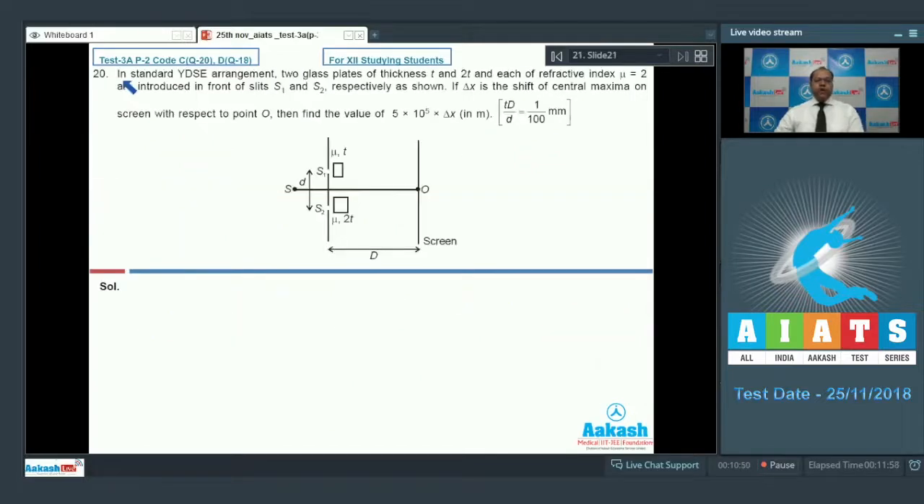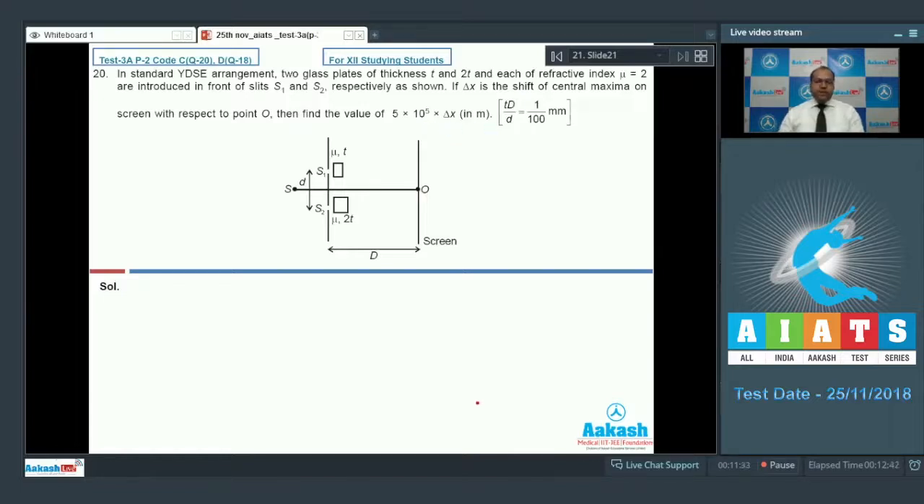In question number 20, in a standard YDSE arrangement, 2 glass plates of thickness t and 2t and each of refractive index mu equal to 2 are introduced in front of slits S1 and S2 respectively as shown. If delta x is the shift of central maxima on a screen with respect to point O, then find the value of 5 into 10 raised to the power 5 into delta x in meter.